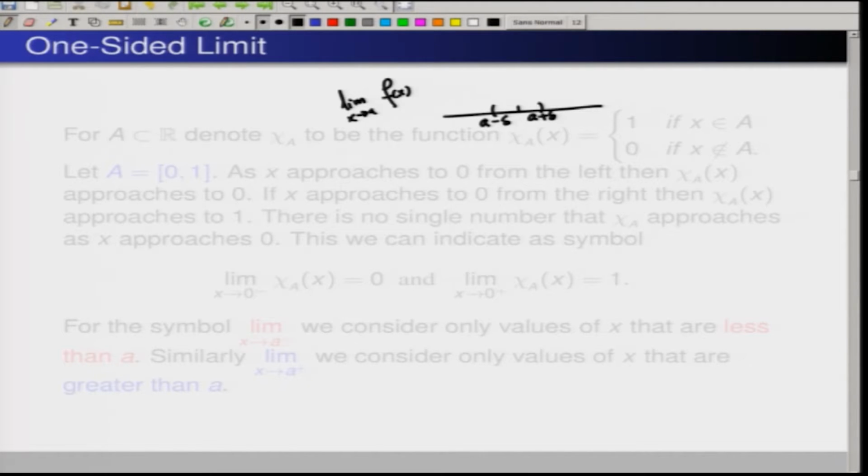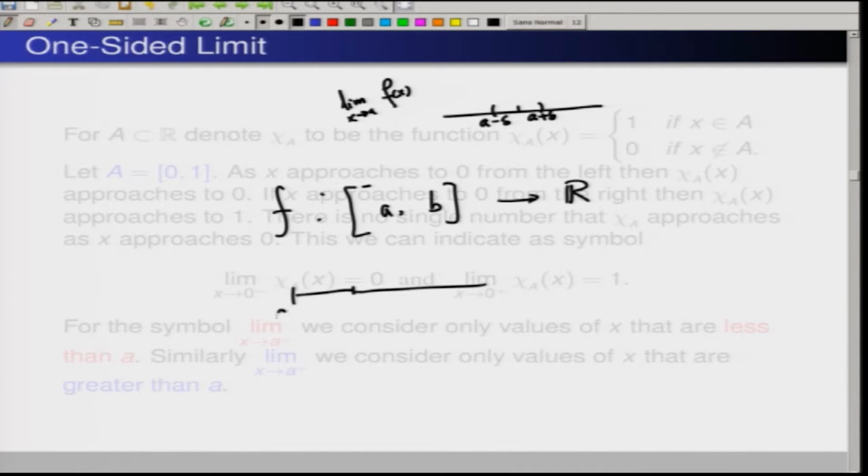Now, suppose we have a function f defined from the closed interval a b to, let us say, R. If we are interested in the nearby values of f at a, and the limit as x goes to a, or x goes to b for that matter, in this case we cannot consider a minus delta and a plus delta, because this is not in the domain of f.